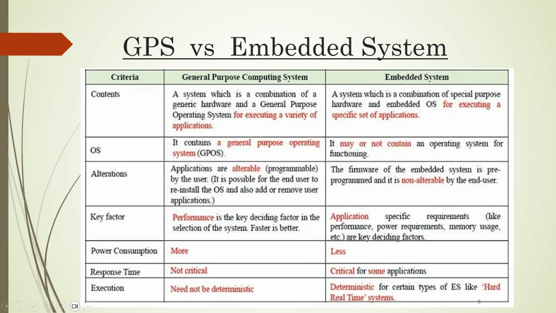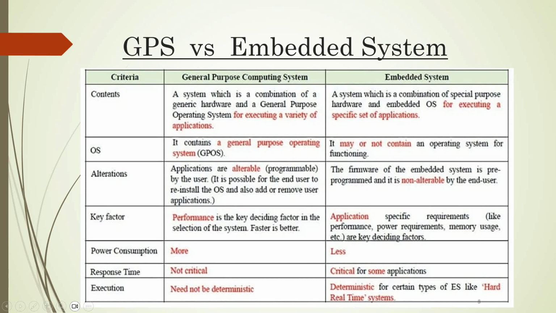The GPS versus embedded system comparison is our next topic, where we focus on embedded systems compared to general purpose systems. A general purpose system is a combination of generic hardware and a general purpose operating system, used for executing a variety of applications. An embedded system is a combination of specific purpose hardware and an embedded OS for executing a specific task. The embedded system targets only a specific task, and it may or may not include an operating system.